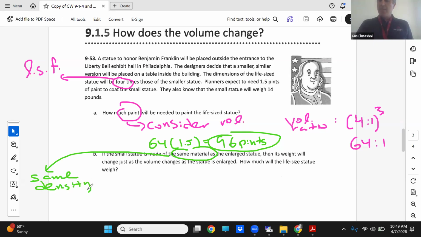I know it's not science class, but I think it's still a good discussion. It just means, what if we went from bronze to nickel or platinum or silver or gold or whatever? Obviously that changes things. What it means is that the weight is going to follow the same thing. Its weight will change the same way. So how much for the life-size? You just do the same thing again, 64 times 14. So it's going to be crazy heavy. 896 pounds.